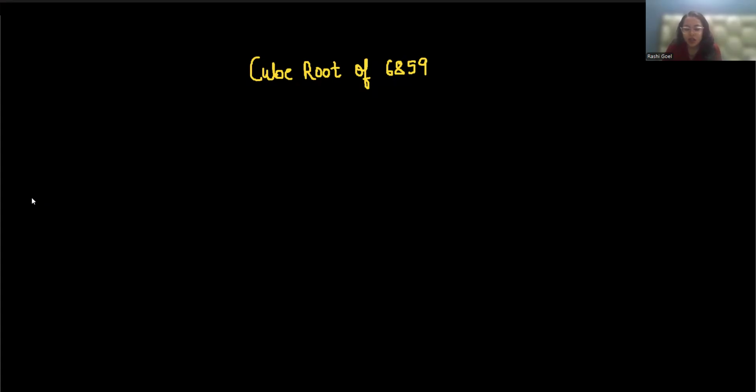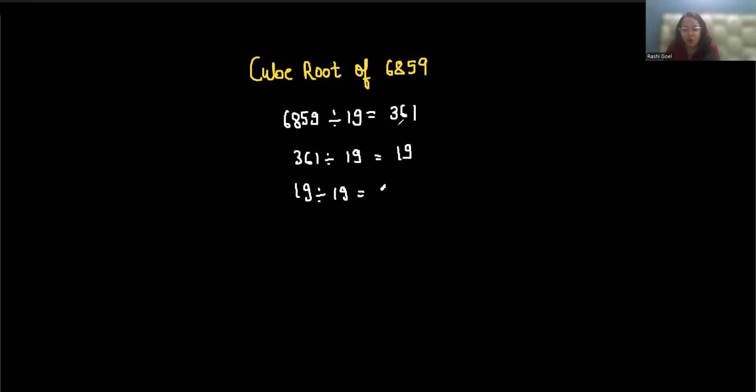So we can say that 6859, when we divide by 19, gives us 361. And 361 is the square of 19. When we divide by 19, this gives 19. And 19 divided by 19 is 1. So 6859 is 19 times 19 times 19, or 19 cubed.